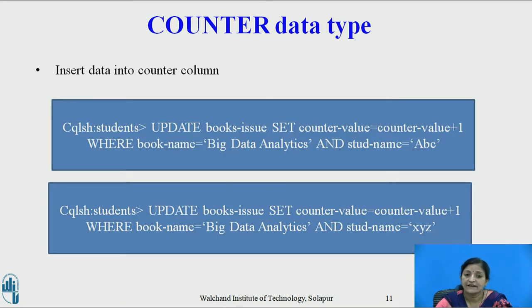Now how to insert data into the counter column? We cannot use the insert clause for this. So we use update. Update books issue, set counter value is equal to counter value plus 1, where book name is equal to big data analytics and student name is equal to ABC. Second time again we use update, that is update books issue, set counter value is equal to counter value plus 1, where book name is equal to big data analytics and student name is equal to XYZ.